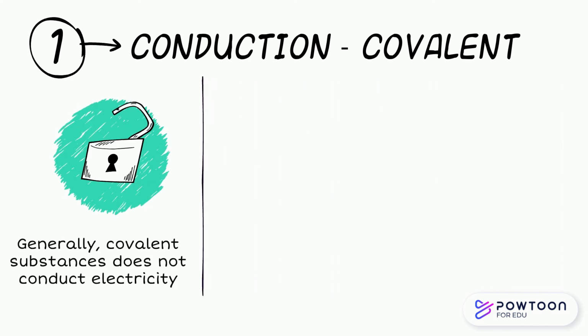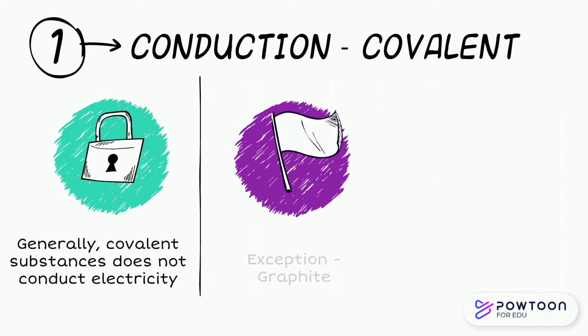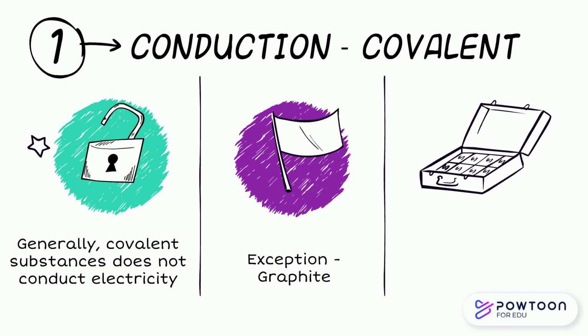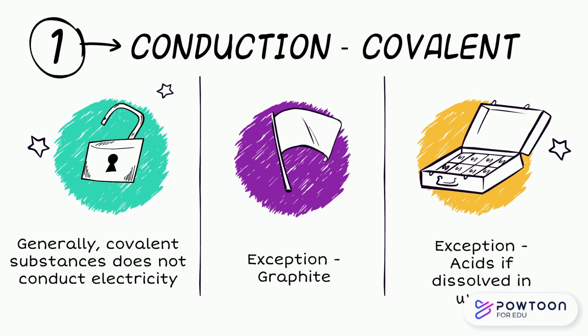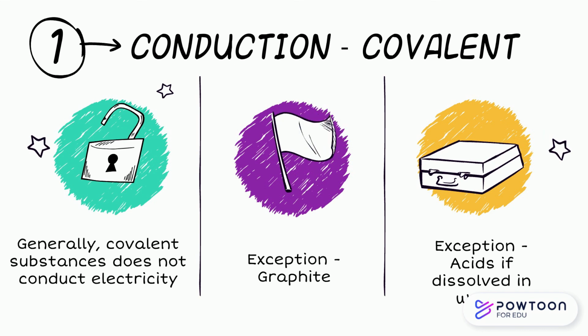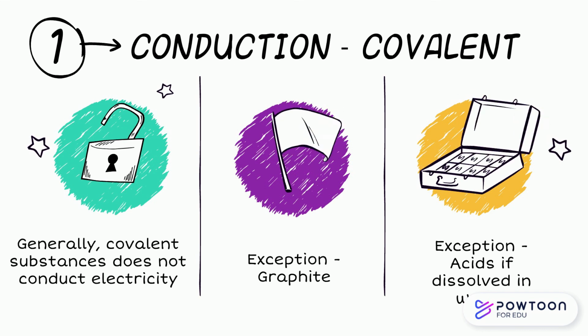Let's see conduction in covalent compounds. Generally, covalent substances do not conduct electricity. The only solid exception is graphite. When acids are dissolved in water, the ions are mobile, so they can conduct electricity.